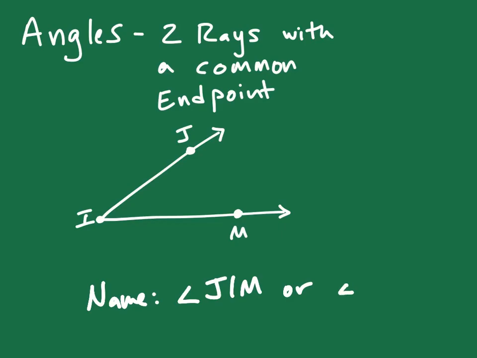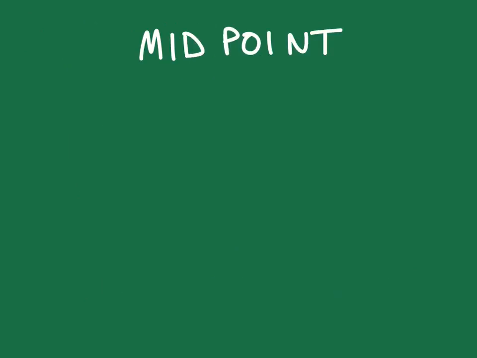Or I could do angle MIJ. I have one ray right here and another right here, and I is my common endpoint. Notice that when I name these, I is in the middle of how I name that angle. We can also measure angles in degrees, but we'll do that as an activity in class and not in this video. The last thing that I want to talk about is this concept of a midpoint.